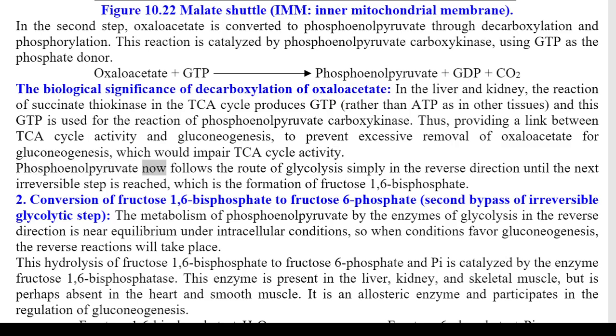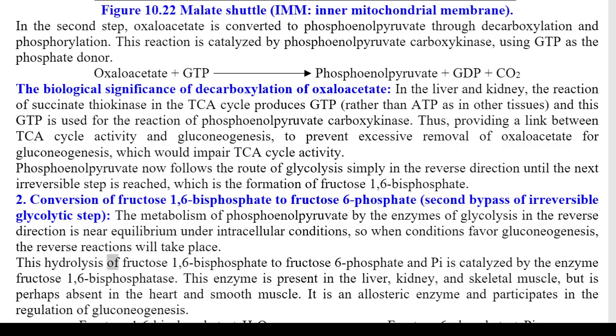Phosphoenolpyruvate now follows the route of glycolysis simply in the reverse direction until the next irreversible step is reached, which is the formation of fructose 1,6-bisphosphate. 2. Conversion of fructose 1,6-bisphosphate to fructose 6-phosphate. Second bypass of irreversible glycolytic step. The metabolism of phosphoenolpyruvate by the enzymes of glycolysis in the reverse direction is near equilibrium under intracellular conditions, so when conditions favor gluconeogenesis, the reverse reactions will take place.